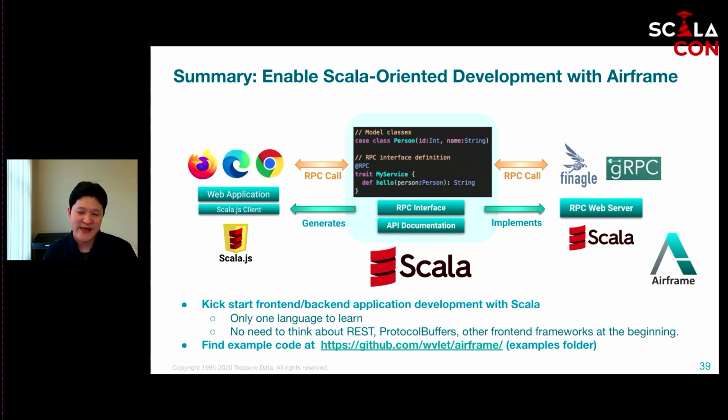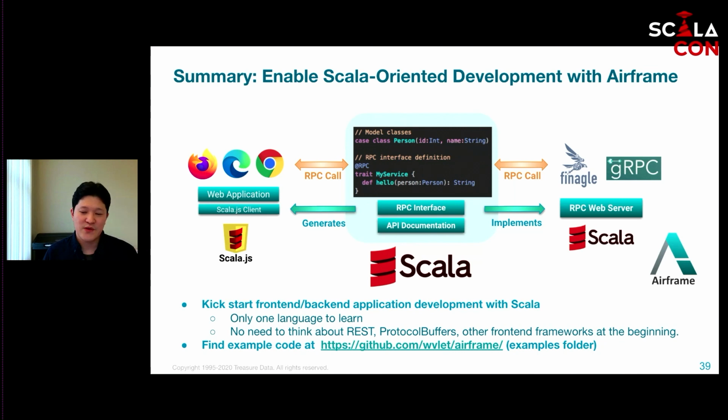Then you should be able to write various applications, including front-end and back-end applications, without thinking about REST protocol, Protocol Buffers, or other front-end frameworks at the beginning. You should be able to use, for example, a more advanced front-end framework in a later phase if really necessary, for example, generating web application code for mobile devices or more specialized devices. But just for starting front-end and back-end development, you should not have to think about too many things. You should be able to just use Scala for writing your own applications.